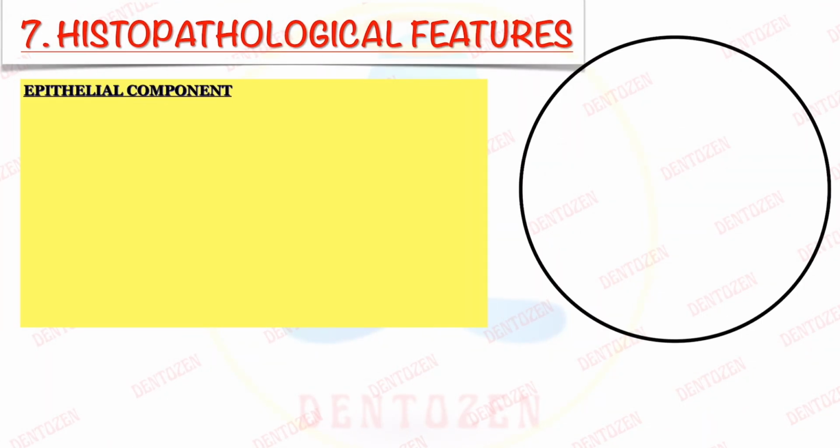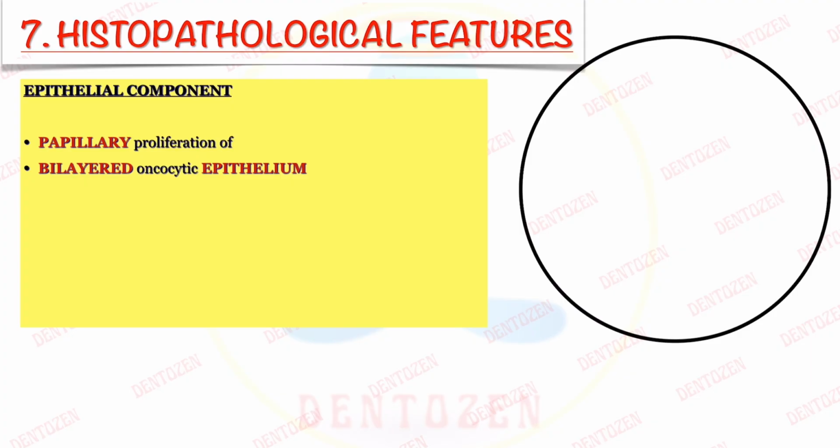Now, talking about the first component, the epithelial component, papillary projections. But these papillary projections are made up of two layers of epithelium. Yes, very, very important. Bilayered epithelium. Two layers are there in this epithelium, and that can be your MCQ. Which benign salivary gland tumor shows bilayered epithelium? And these are extending into the cystic spaces. Which benign salivary gland tumor shows cystic spaces?